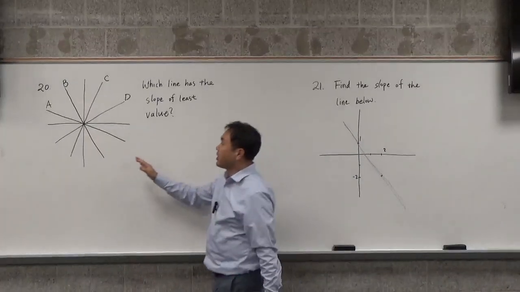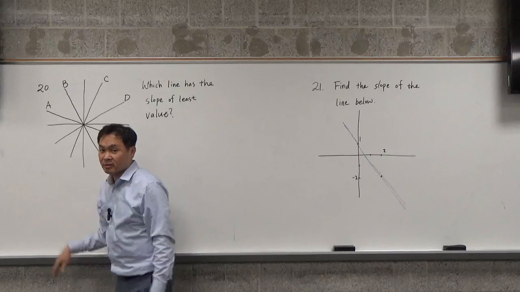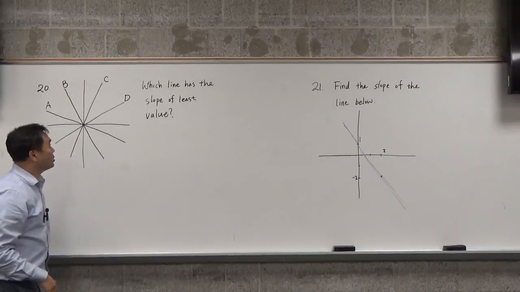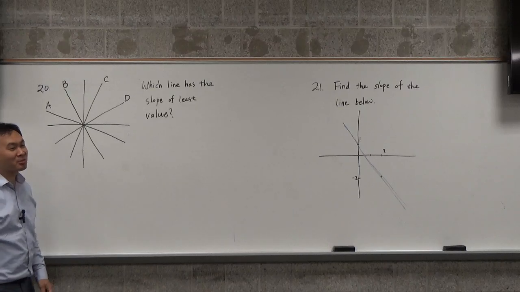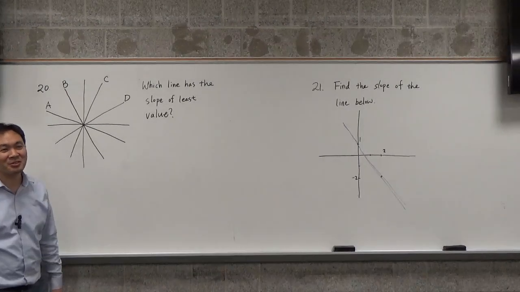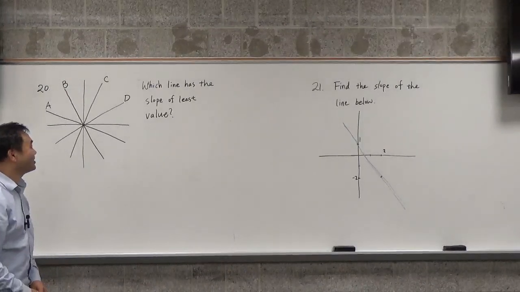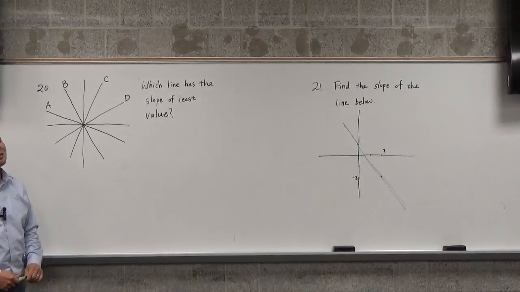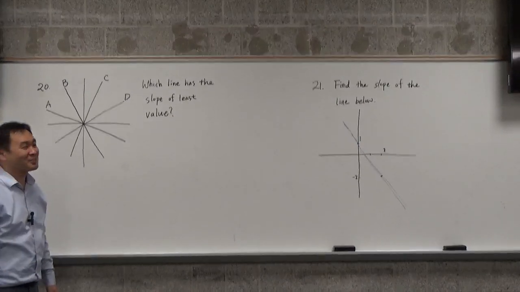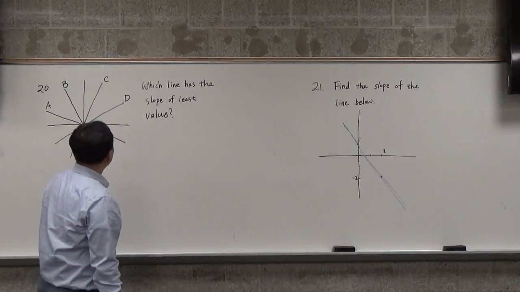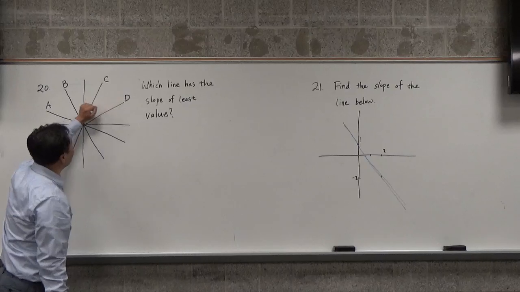Here we have 4 lines, A, B, C, D. And the question is, which line has the slope of least value? Yes. You're spoiling the... That's a spoiler. Okay, yeah. Don't spoil the... Okay. All right, we need to chew on this a little bit to understand. Okay. All right, so let's think a little bit.